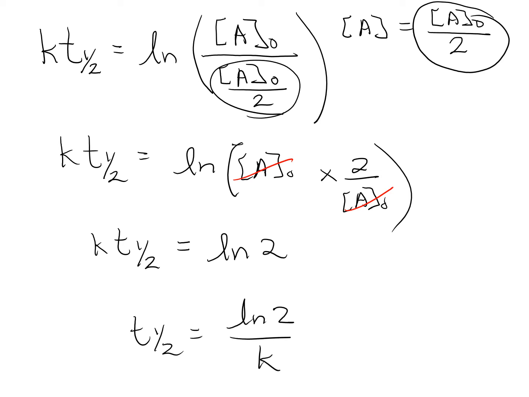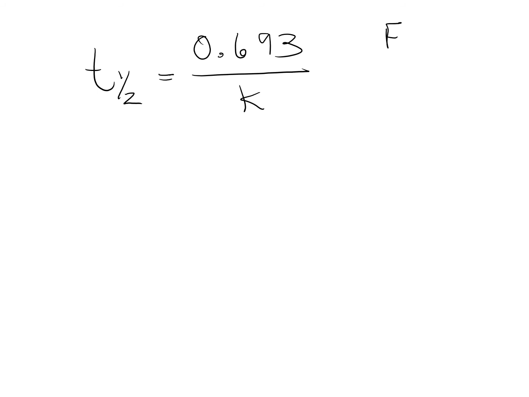Let's take it one step further. Since natural log of 2 is a constant number, we can calculate that, and it's 0.693. k is our rate constant for a first-order reaction, and t1/2 is the half-life. So this does only apply to a first-order reaction. And if you look at your AP equation sheet, it's right down there at the bottom. You just need to know how to apply this equation.